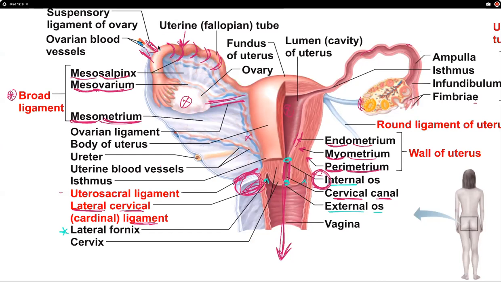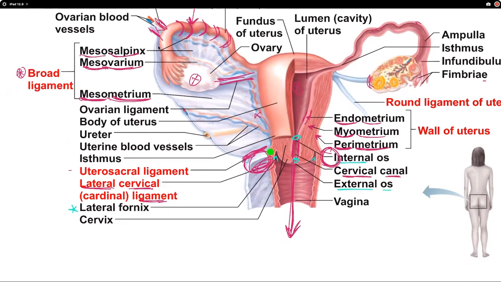It's my mesosalpinx. The part of it that covers the ovary, it's my mesovarium. The part of the broad ligament that covers the uterus, it's my mesometrium. If we're looking here, we're gonna see that a ligament would be attaching the uterus backwards to the sacrum. We'll call this the uterosacral ligament. See on here, this rounded part on here is the uterosacral ligament.